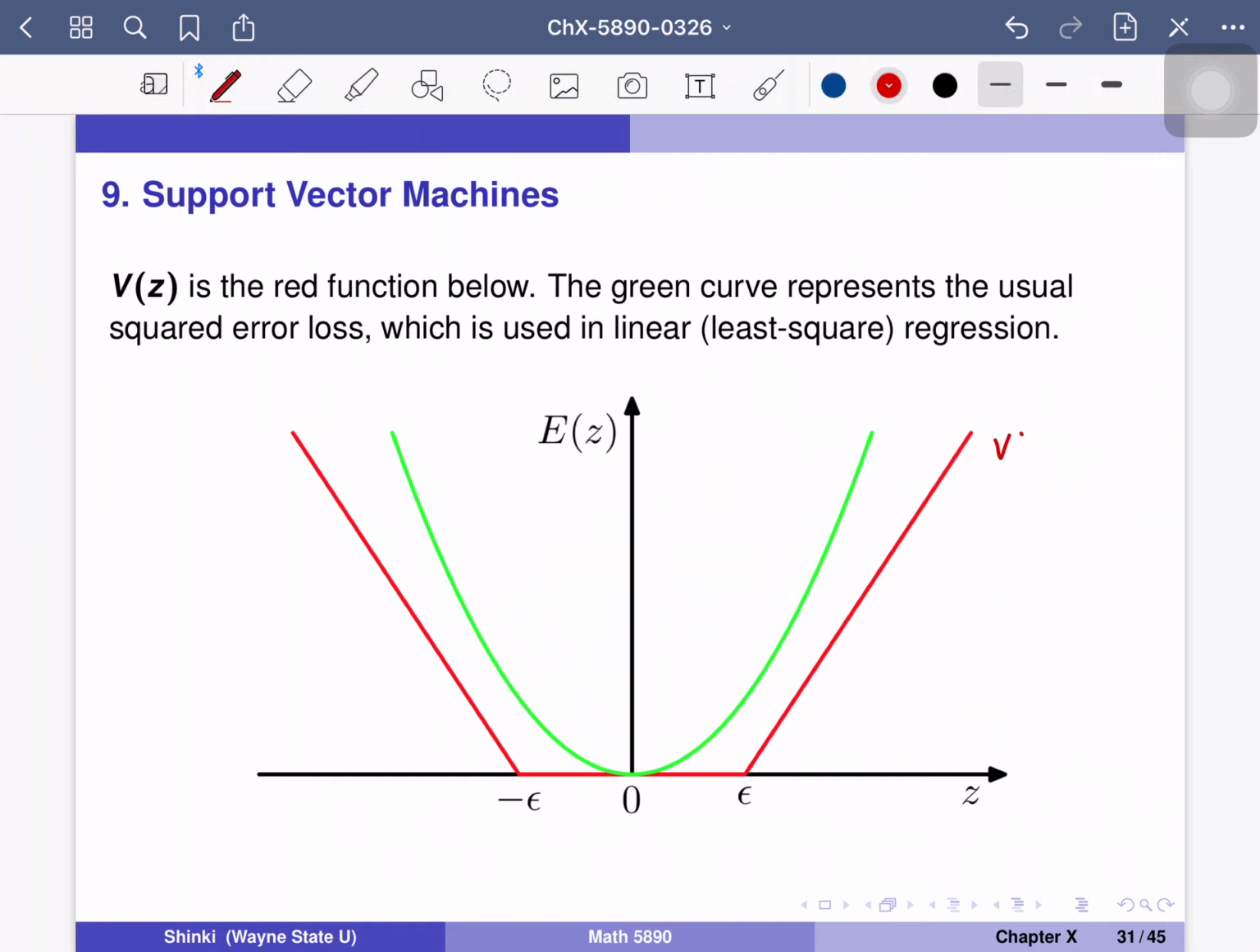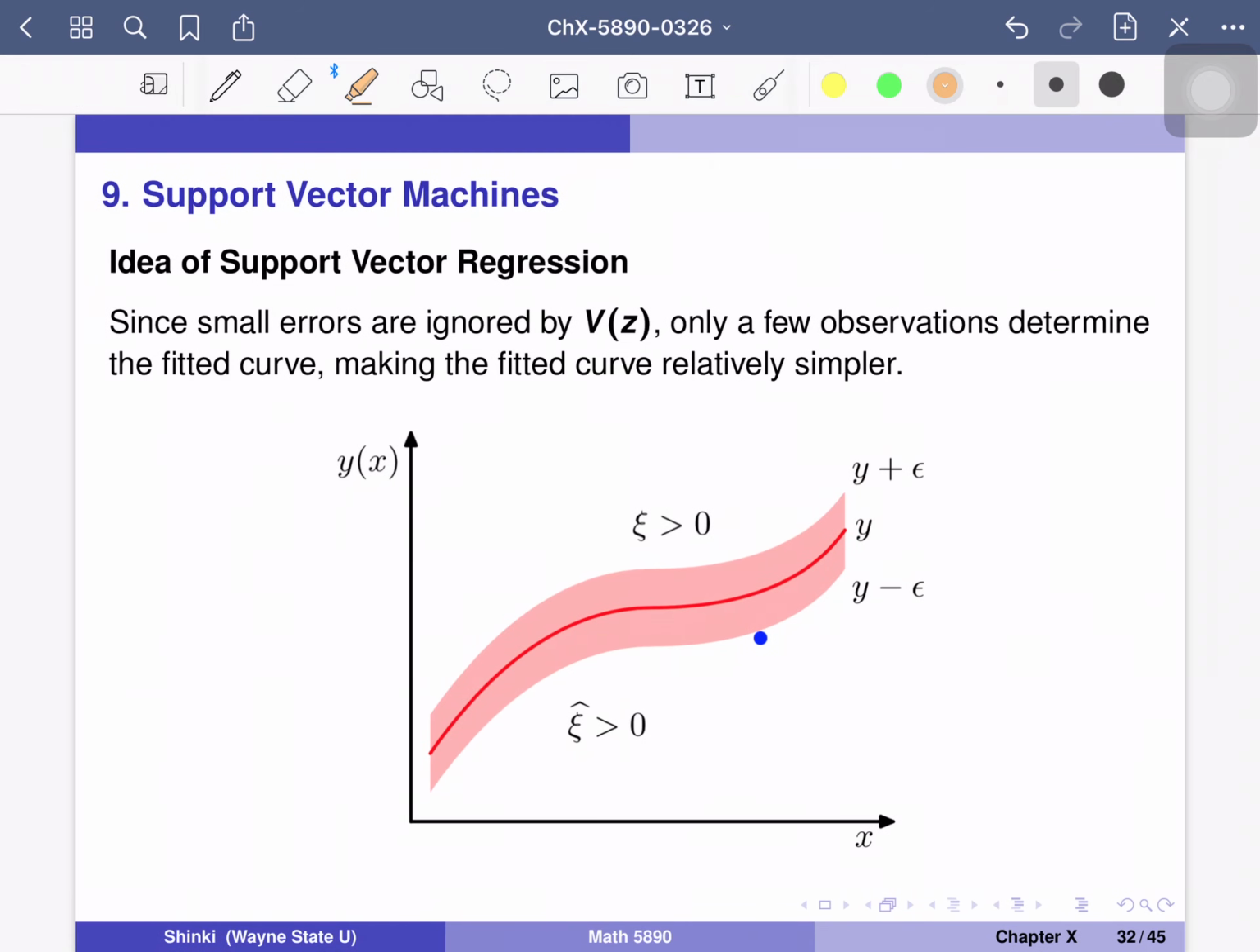So this is the function v of z. If error is small, z is the error, and we don't penalize at all. But when error becomes larger than epsilon or smaller than negative epsilon, we penalize it. The green one is the usual error function for linear regression. So support vector machine has a different error function. What is the idea behind this error function? That is in the next page.